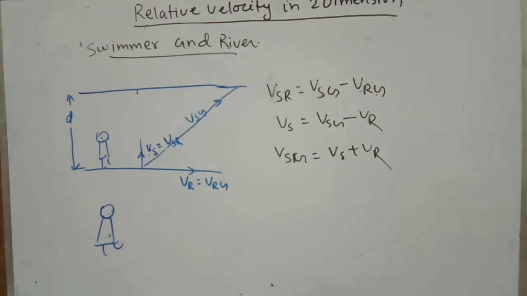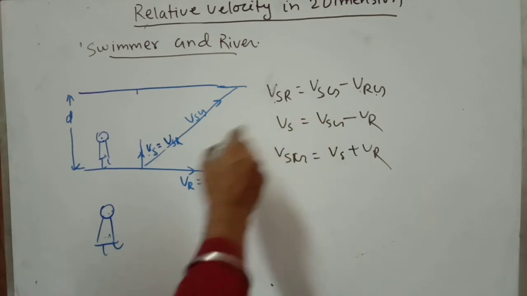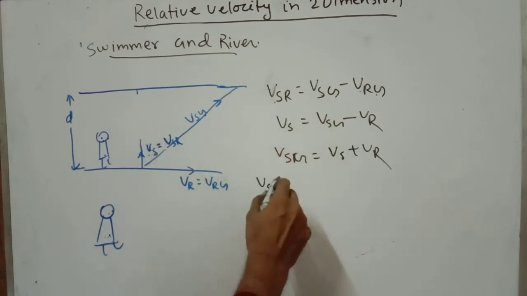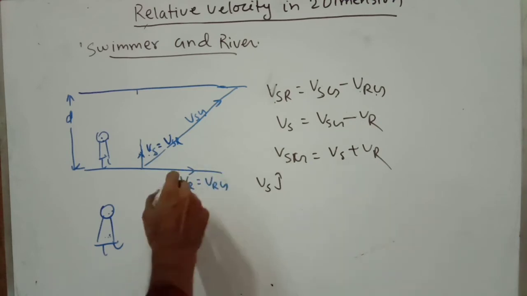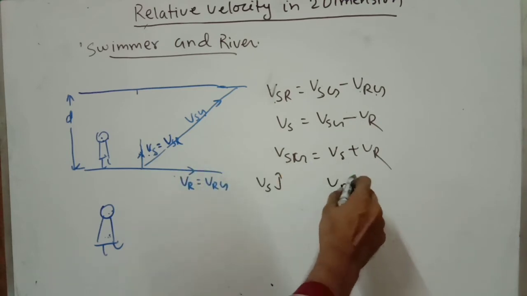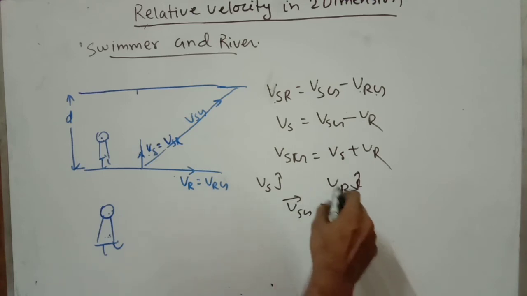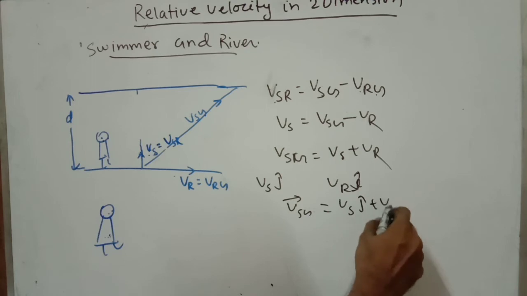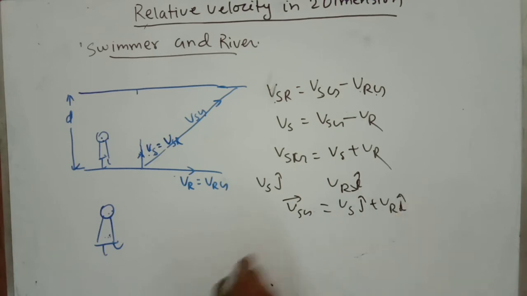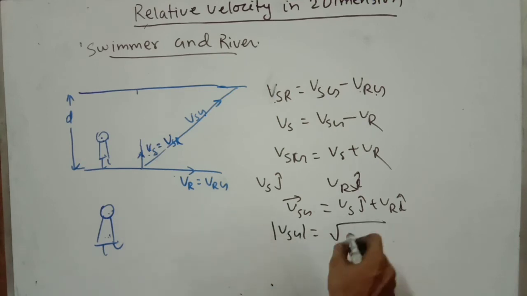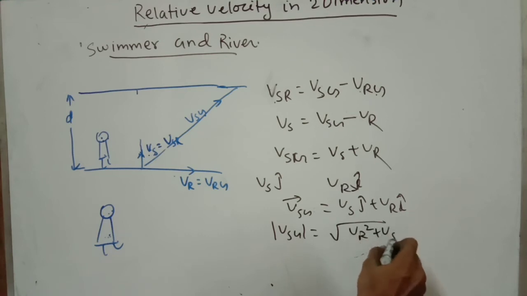Okay, so now in vector form, Vs is moving in the j direction and Vr is moving in the i direction. So in vector form we can write Vsg is equal to Vs j cap plus Vr i cap. Okay, so what is the magnitude of the velocity of the swimmer with respect to the ground? Obviously you know very well, it is square root of Vr square plus Vs square.